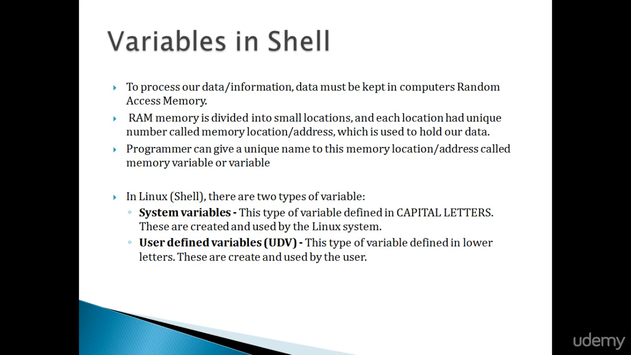So the data that we are computing on is stored in the random access memory. A programmer can give a unique name to this memory location or address, called a memory variable or simply a variable. So we can give a name to a specific address or location in memory, and that is the variable. In Linux or in shell, there are two types of variables.